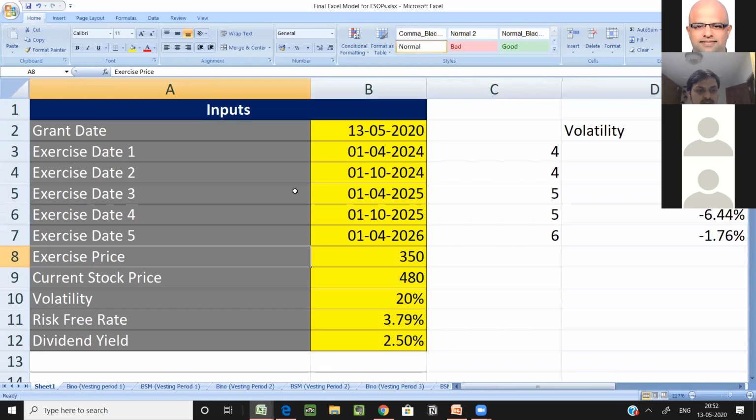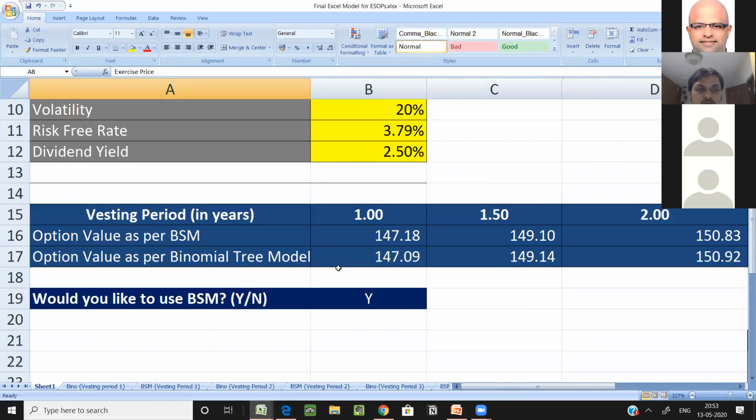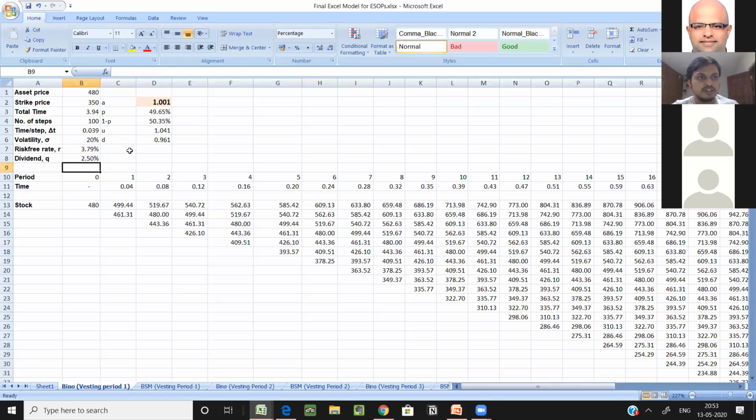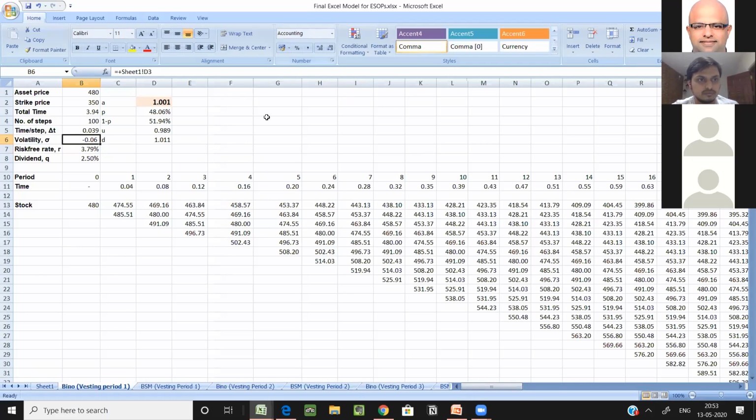So what I would request you all to do is just go to each sheet and type in the volatilities. The binomial calculator, by the way, has both binomial option values as per both binomial as well as Black-Scholes models. So we'll have to input these values in both the places. So in the first vesting period number one, just go to the volatility and link your sheet. Can link it under volatility.